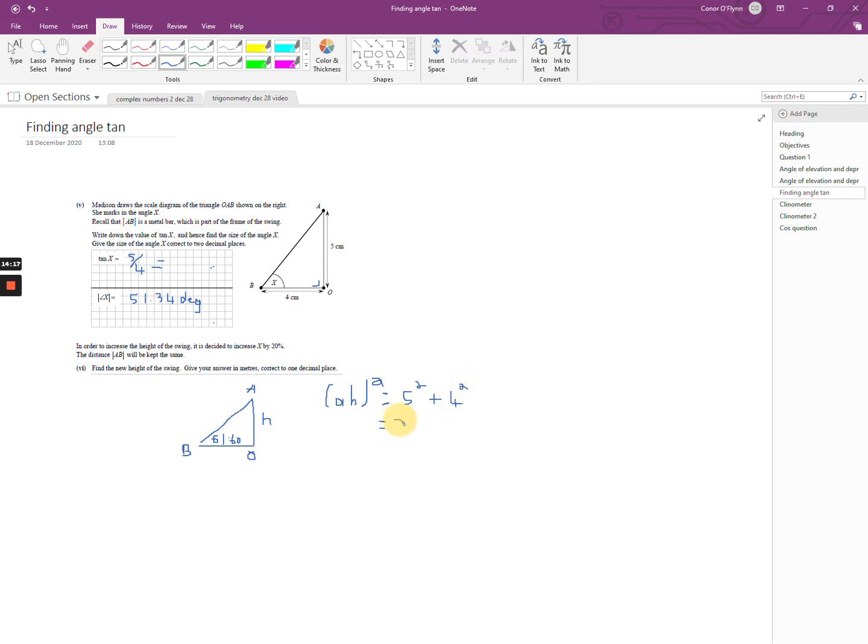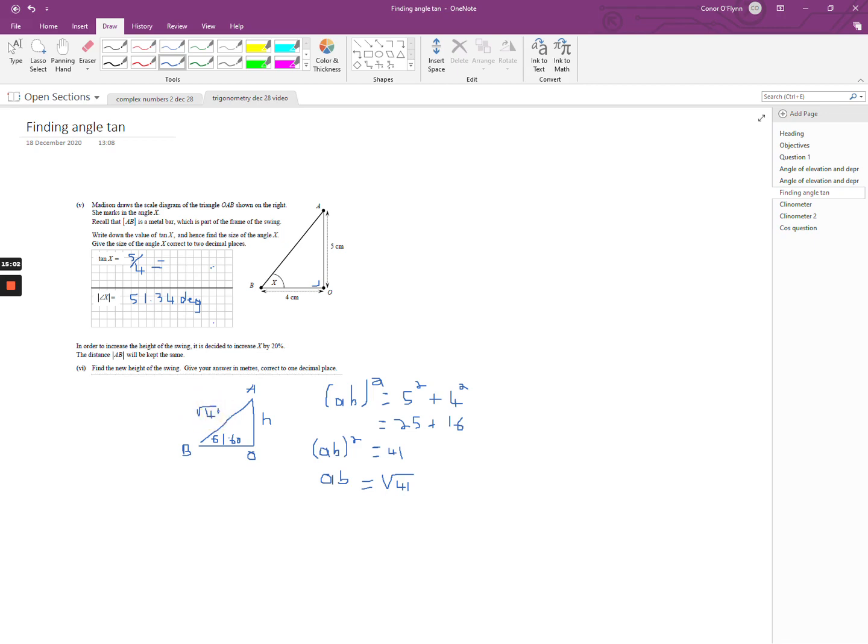So that'll equal 25 plus 16. Okay, so we'll work that out. That'll be 41. So AB squared is 41. So what's AB? Well, AB has to be the square root of 41. Again, I just leave it as the square root of 41 because it's going to be a decimal. You can leave it in surd form.